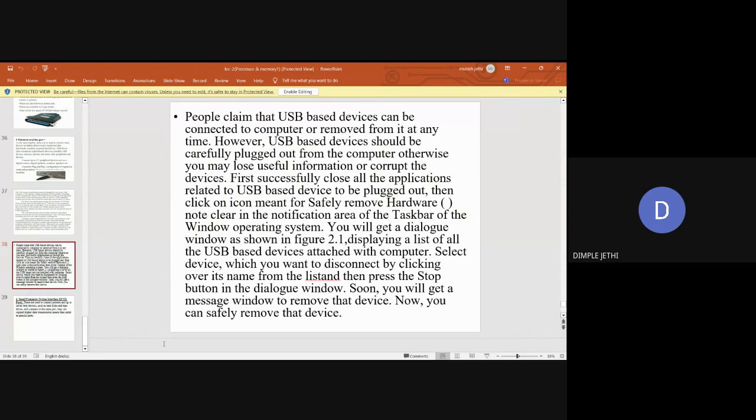Then if you have seen, on the right bottom of your laptop or computer, you have an icon which says safely remove hardware. This shows how you should remove your USB. So you should go to that first, safely remove hardware, close it, and then remove your pen drive.